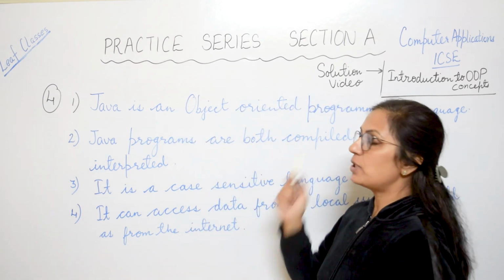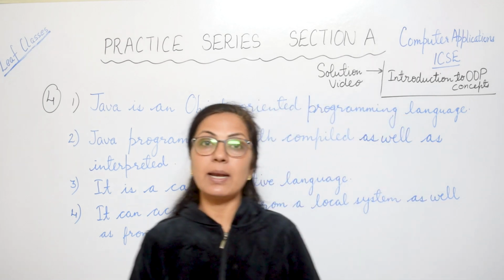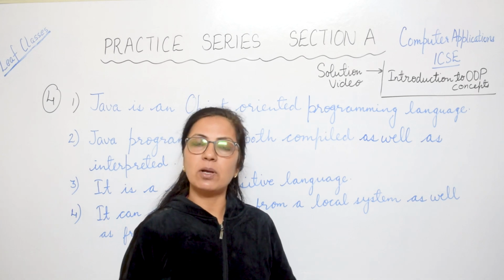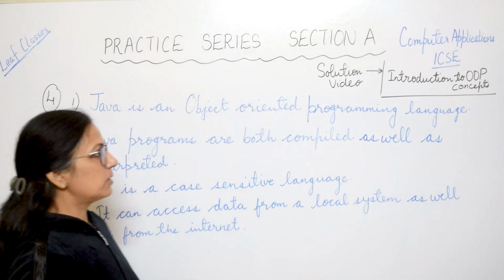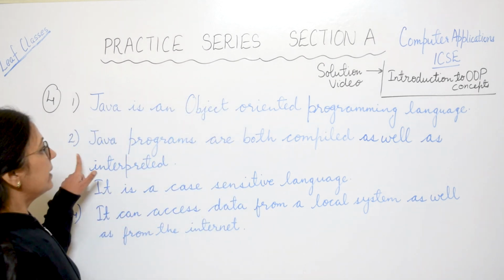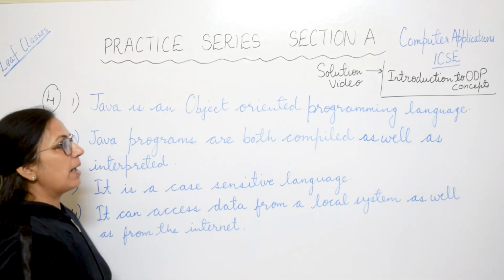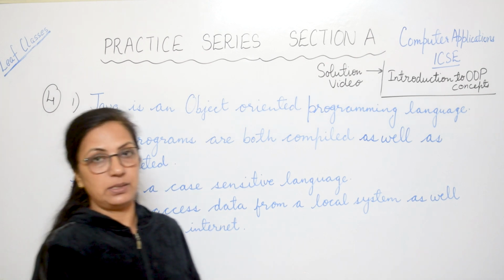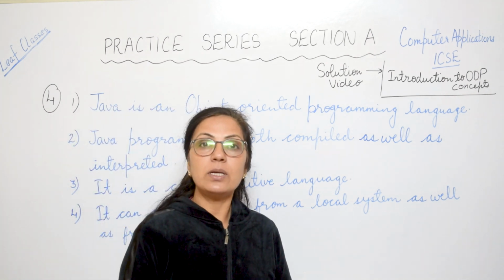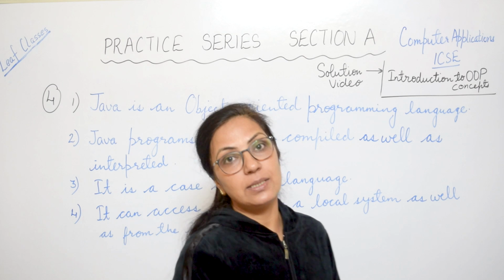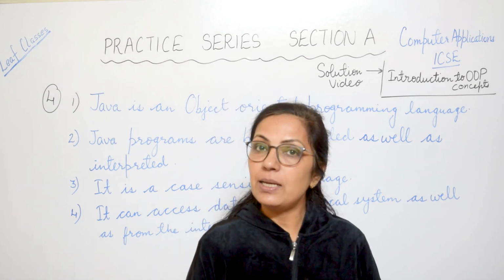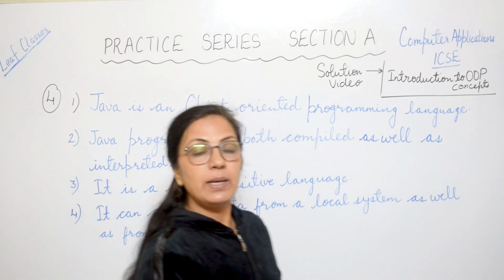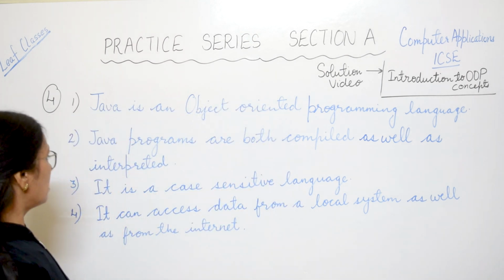Java is an object-oriented programming language. So it is very simple. You don't have to learn anything extra, because we are doing object-oriented programming only. Then the second is Java programs are both compiled as well as interpreted. This is the language where both the translators are used, compilation also and interpretation also. I'll be explaining that in the next questions.